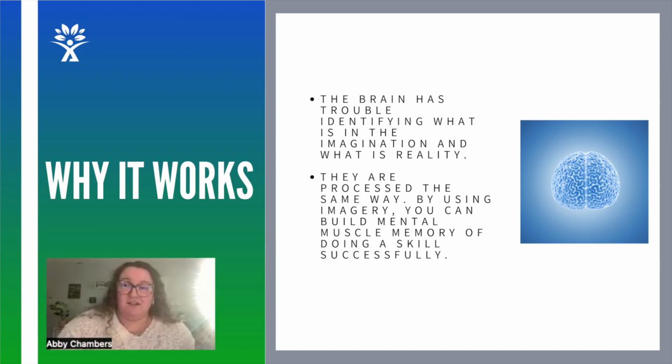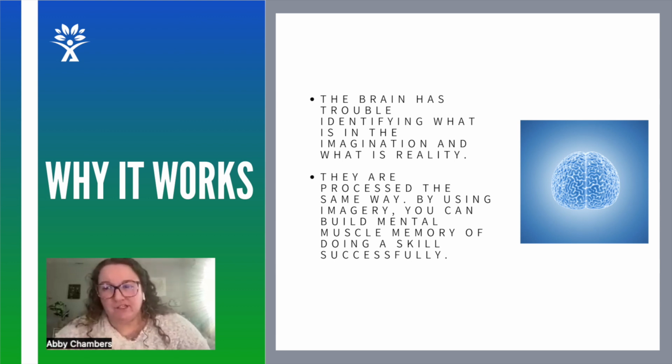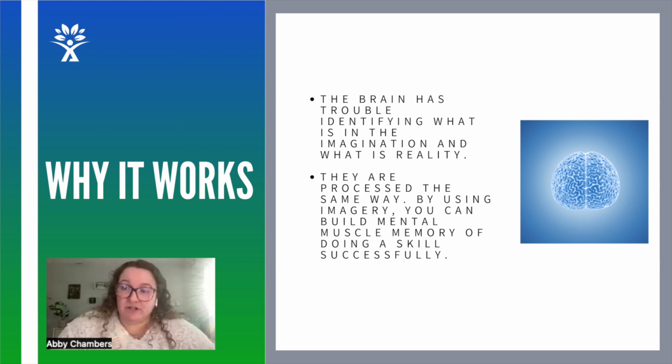Why it works. So, imagery, I said earlier, is essentially mental muscle memory, and the brain has trouble identifying what is our imagination and what is reality. So, when we do something multiple times in our imagination, we're able to kind of build that muscle memory that you would in reality. So, if you practice doing something in your imagination 20 times and you do it in reality 20 times as well, you're kind of doubling your ability to enhance your performance with that skill.